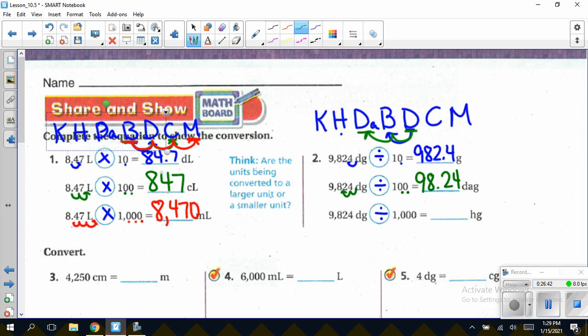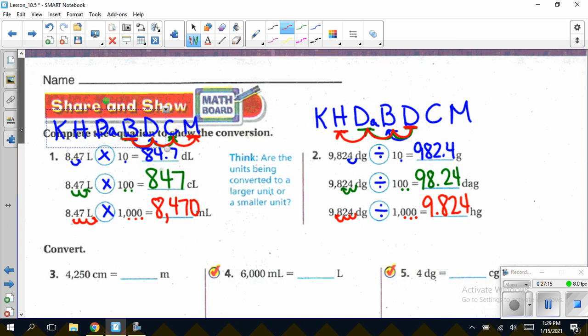And then the last question on number 2, I am converting again from the decigrams, but this time to the hectograms. And it is 1, 2, 3 swoops to the left. That's why left is dividing. 3 is by 1,000. And so from the end of my number where my decimal is understood to be, 3 swoops to the left does take me in between the 9 and the 8. So I have 9 and 824 thousandths.